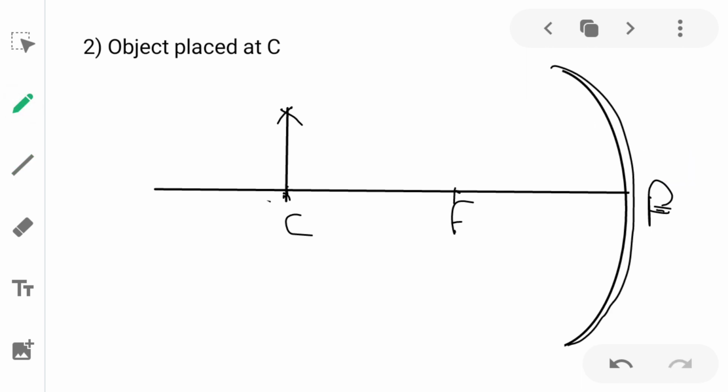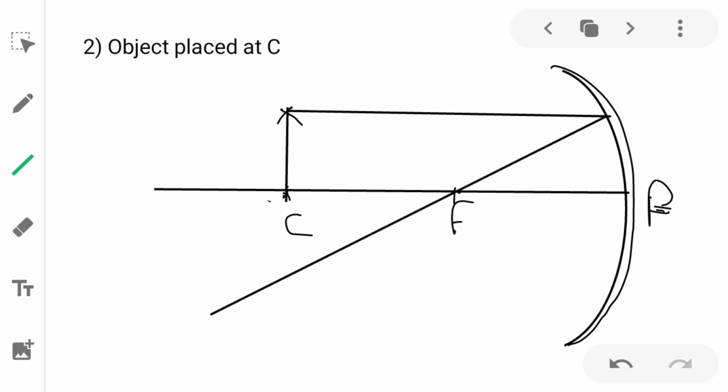Your first job is to draw the mirror and mark the important points, such as pole, principal focus and center of curvature. Now I'll take the first incident ray, which is parallel to the principal axis. If the ray is parallel to the principal axis, after reflection it passes through the principal focus.